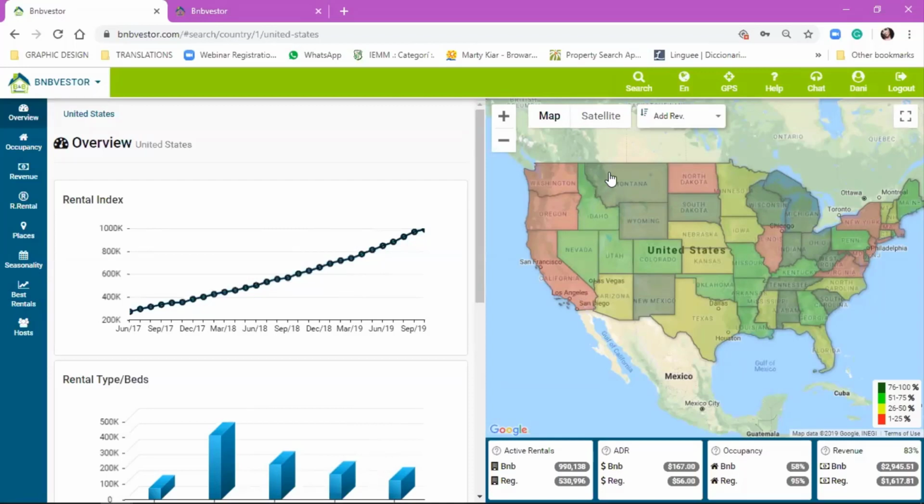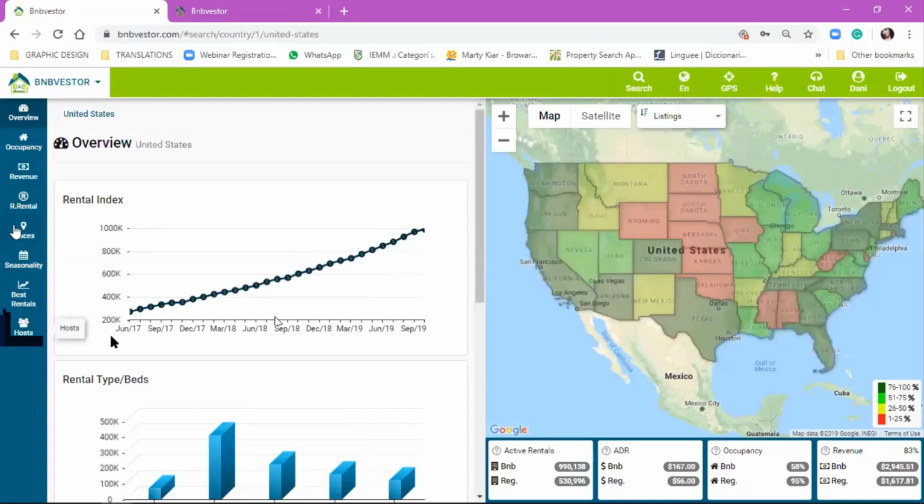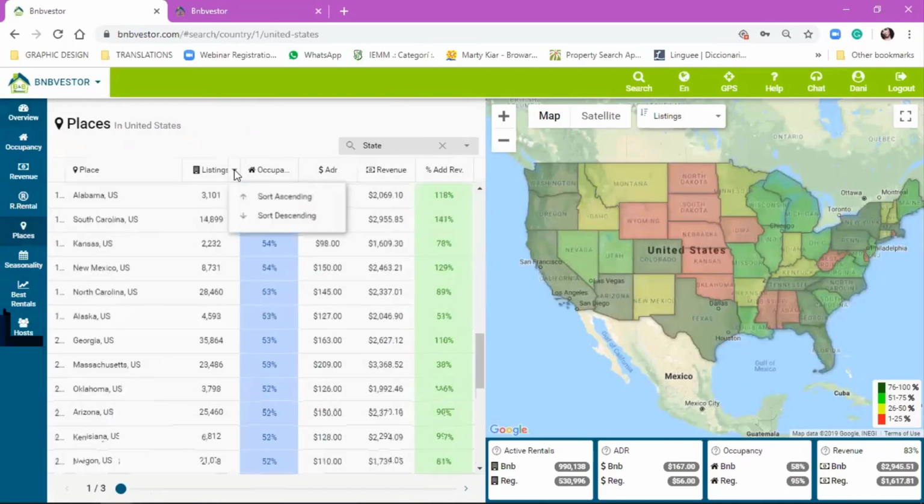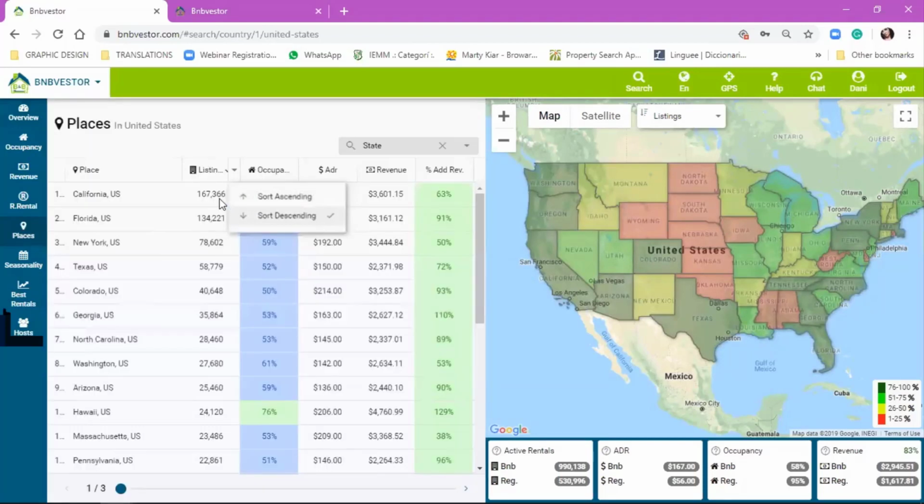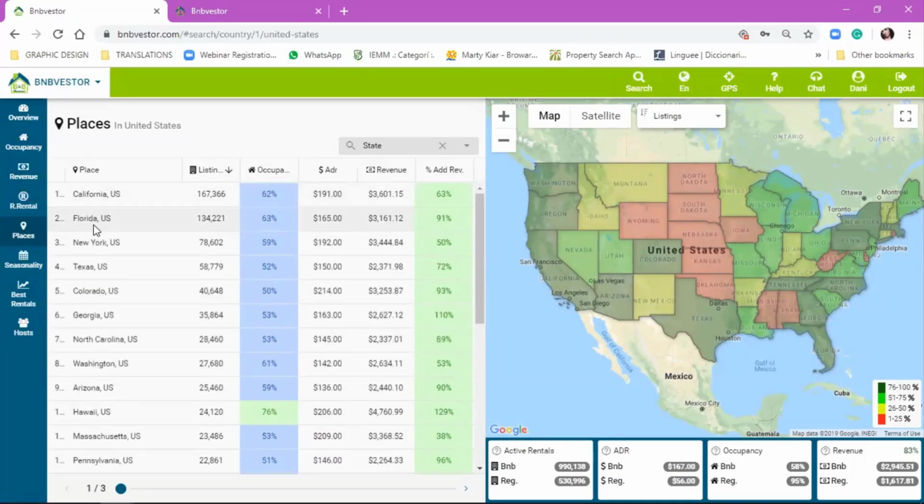Now I'm going to go back into the listings, and I'm going to go really quick into our places icon. In our places icon, we're going to sort descending and see the actual states that are top ranking with the highest Airbnb listings. Okay, so we have California, Florida as the second place, New York, and Texas.